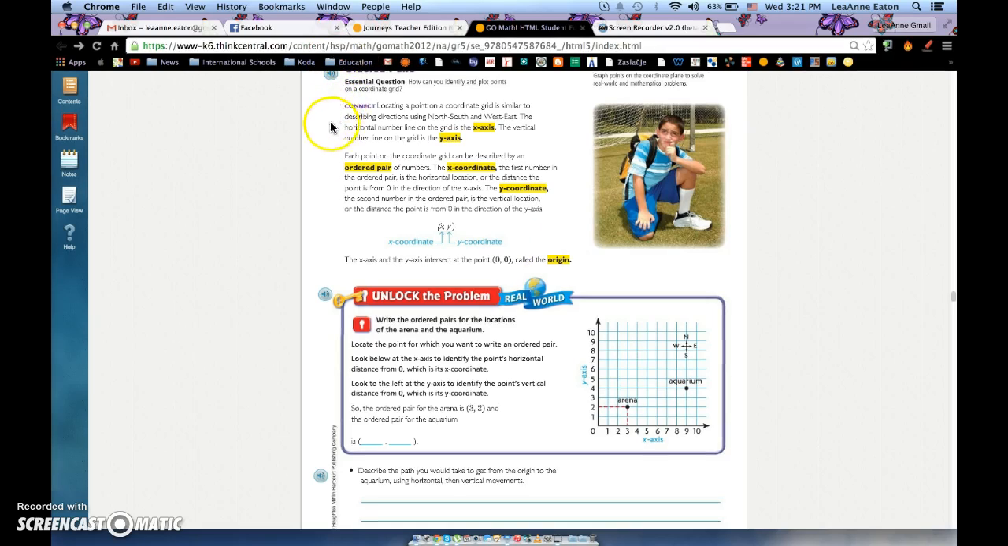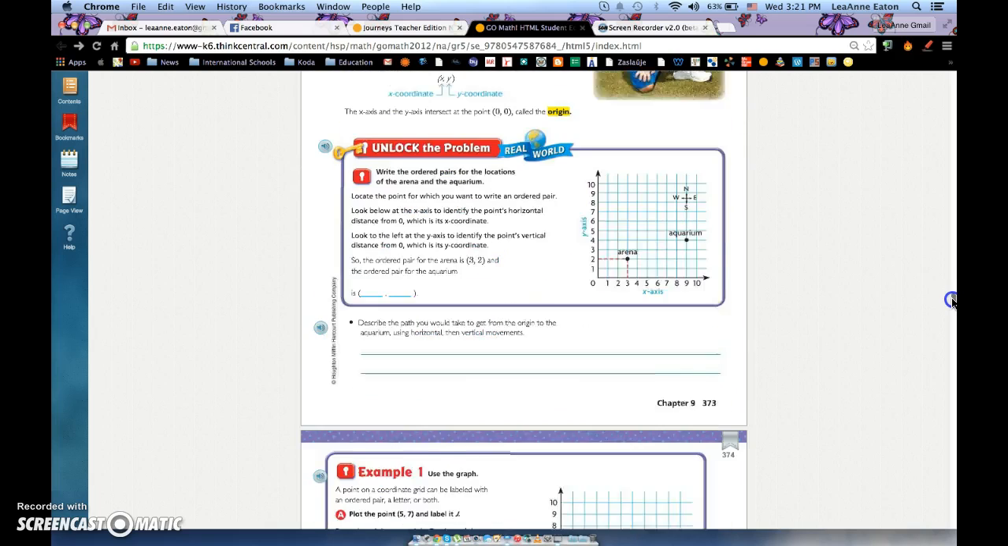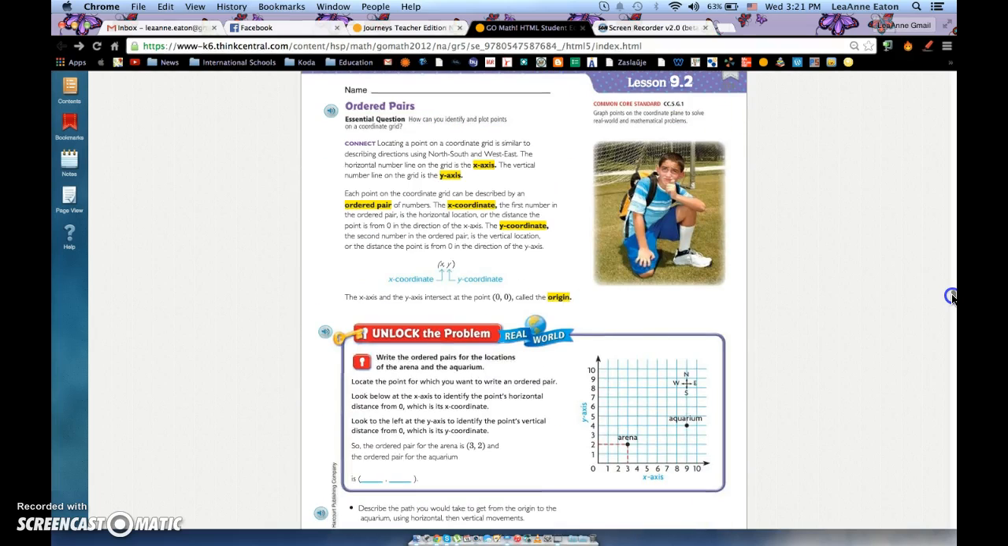So if we look over here on page 373, everybody go ahead and open up page 373. We can read it says, locating a point on a coordinate grid is similar to describing directions using north, south, and east, west. The horizontal number line on the grid is the x-axis. The vertical number line on the grid is the y-axis. And remember, x goes left to right, y goes up and down.